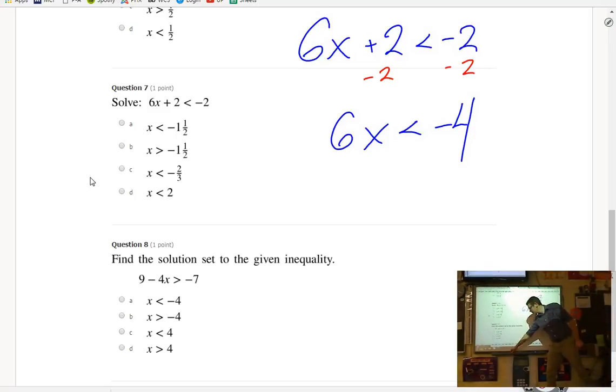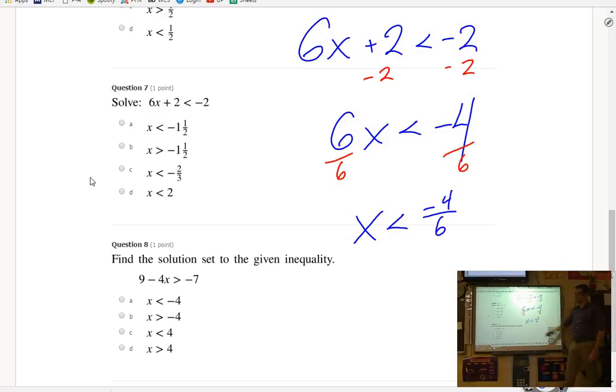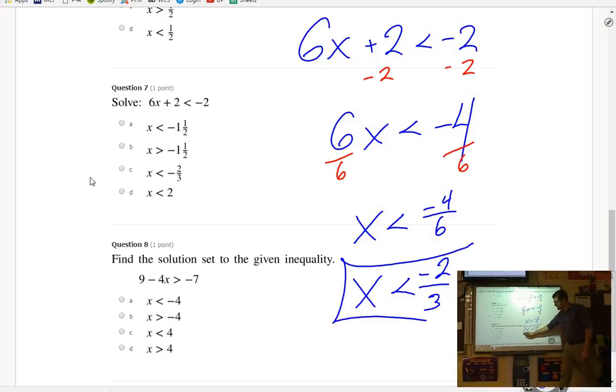Then we have to do the division, which most of us can probably recognize quickly. But the issue that threw one other person off when they texted me was they said, hey, the answer that I got isn't there. This fraction can be reduced. What can 4 and 6 both be divided by? 2. This is really x is less than negative 2/3. Even though this 4 is negative, my sign doesn't flip because what I divided by was positive.